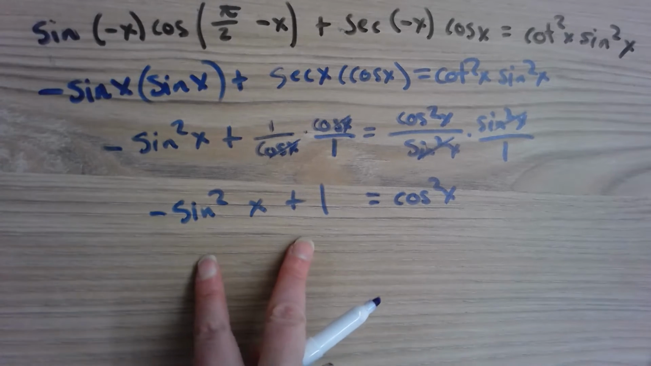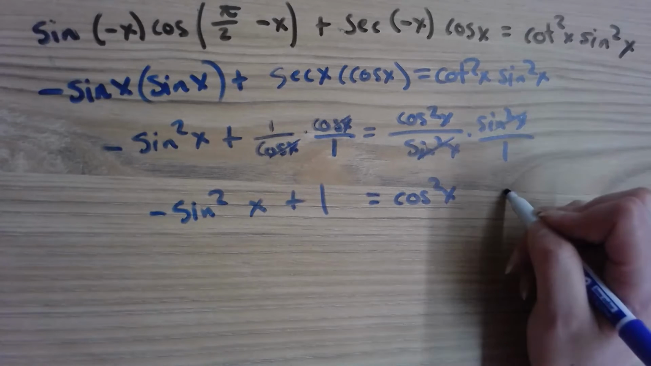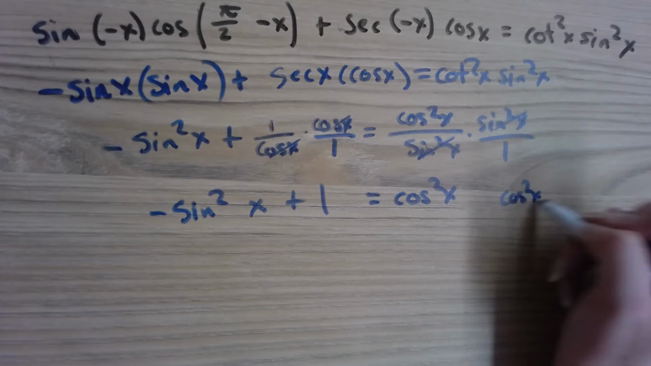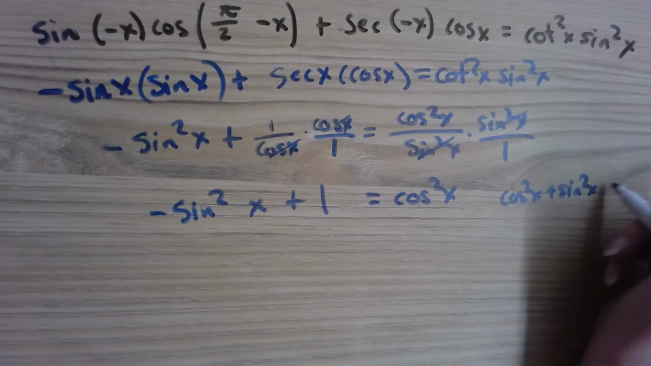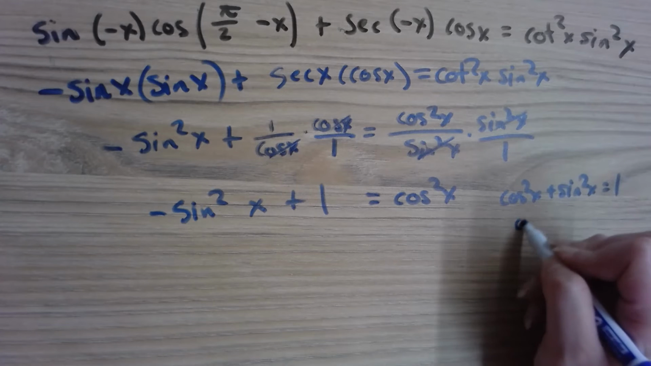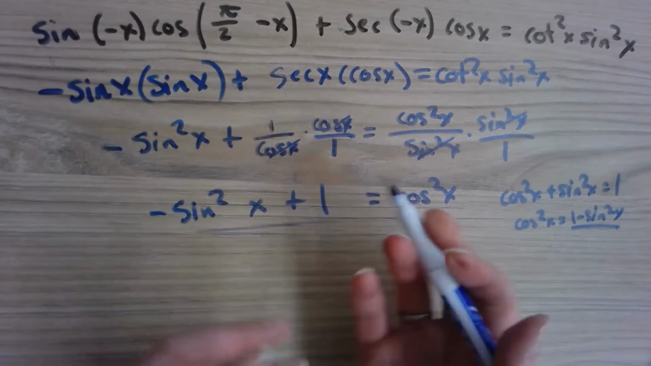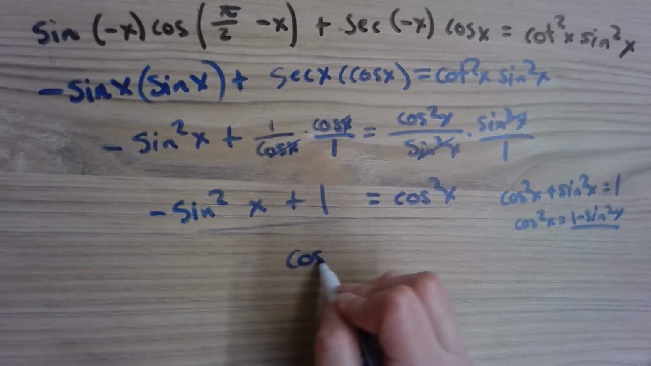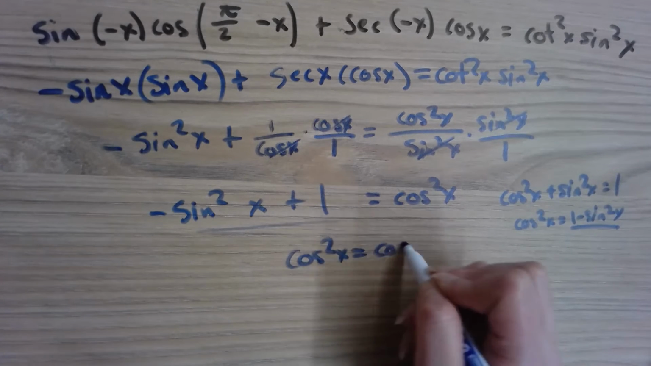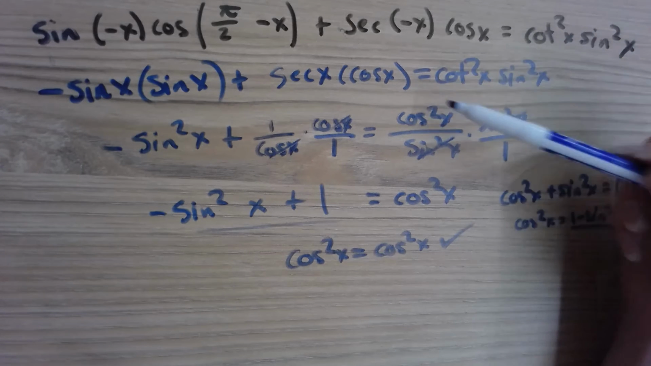This right here should be ringing some bells, like, oh, this looks familiar. Well, that's because cosine squared x plus sine squared x equals 1. So if I subtract that sine over, cosine squared x equals 1 minus sine squared x. Those are the same. Different order, but they're the same. So cosine squared x equals cosine squared x. This one was actually easier to simplify on both sides.